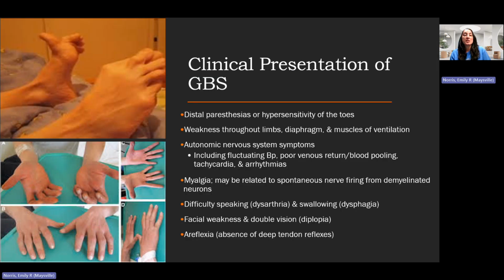The presentation: distal paresthesias or hypersensitivity in the toes, weakness throughout the limbs, the diaphragm, the breathing muscles, autonomic nervous system symptoms like fluctuating blood pressure, poor venous return or blood pooling, tachycardia, arrhythmias, myalgia, that's muscle pain that might be related to spontaneous firing of a demyelinated nerve, just constantly giving the brain a signal something's wrong, which it then interprets as pain.